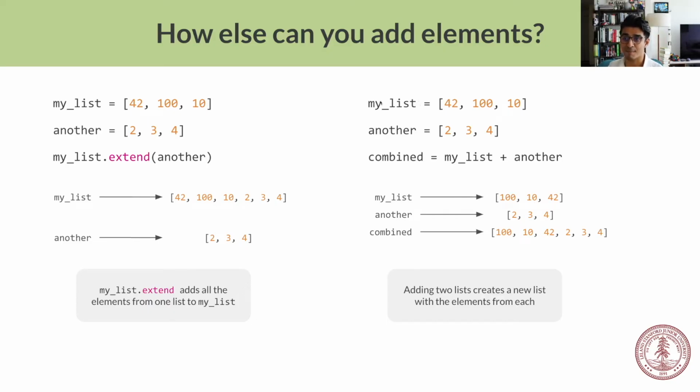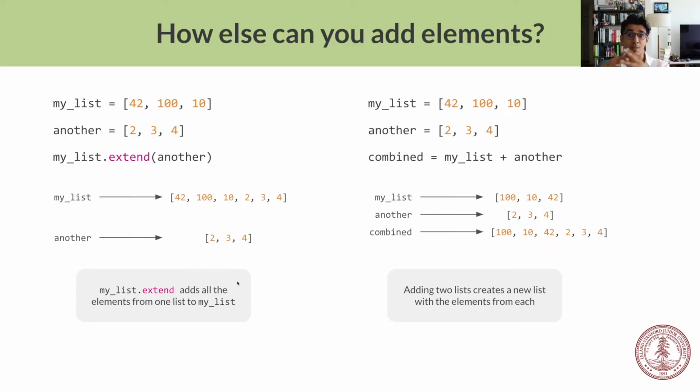We still have my list and another, but now rather than modifying my list, we're creating yet another list called combined, which is equal to my list plus another. What that's going to do is make a new list over here, which is equal to the concatenated or combined result of these two lists over here: 42, 110, 2, 3, 4 down there. Alrighty, so that's the difference over here. The plus operator makes a new list, whereas the extend function modifies one of the lists.